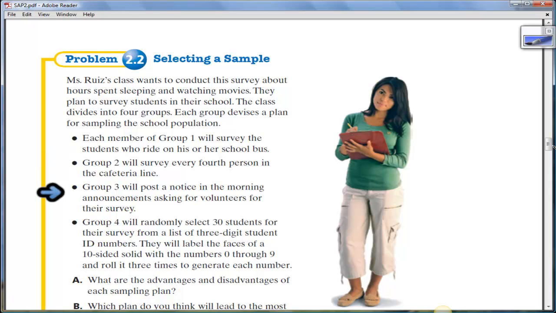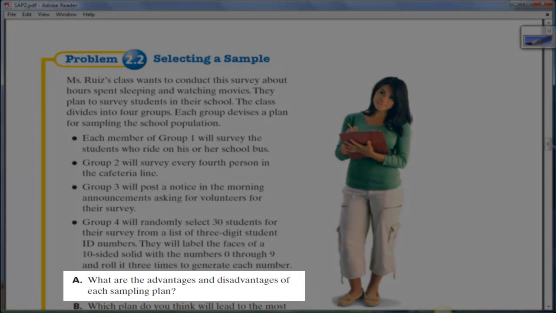Group number 3 will post a notice in the morning announcements asking for volunteers to answer the survey. Group number 4 will randomly select 30 students for their survey from a list of 3-digit student ID numbers. They will label faces of a 10-sided solid with numbers 0 through 9 and then roll it 3 times to generate each number to choose the 30 students, so it'll be completely random.